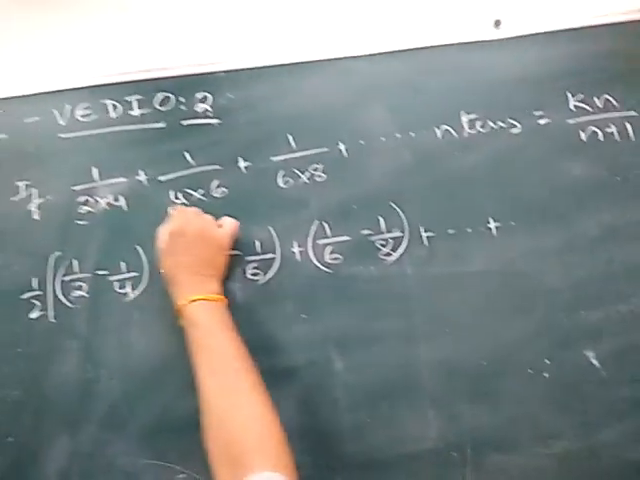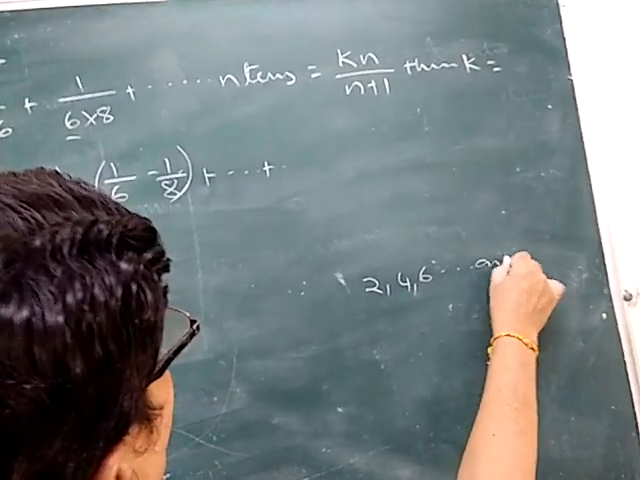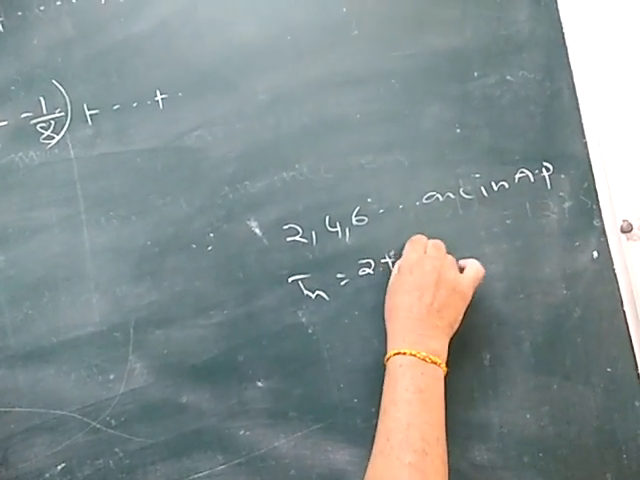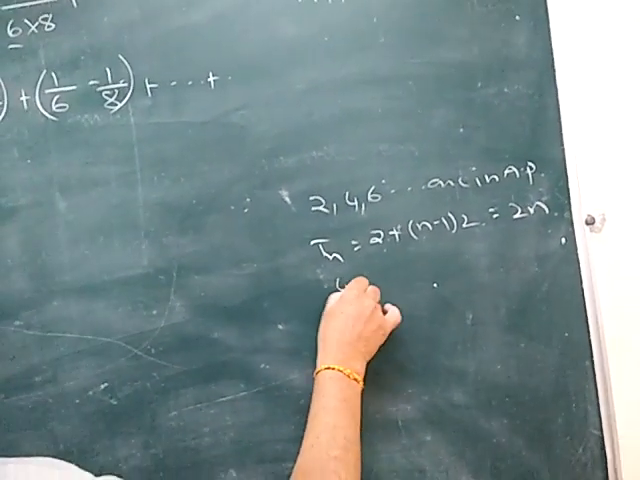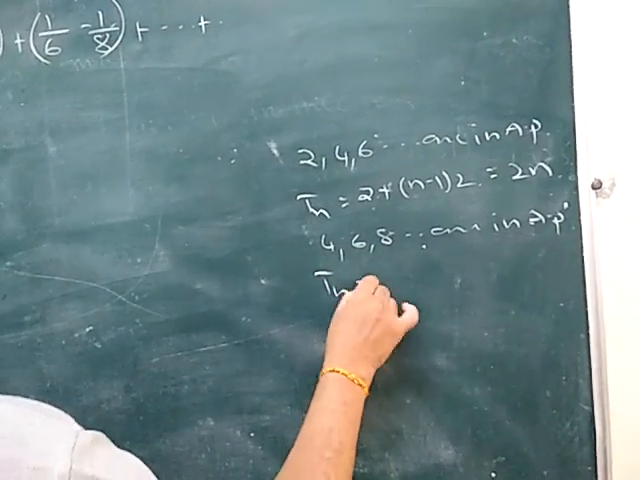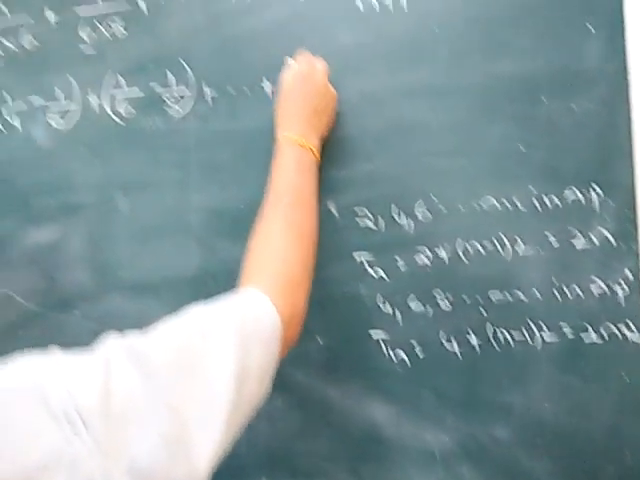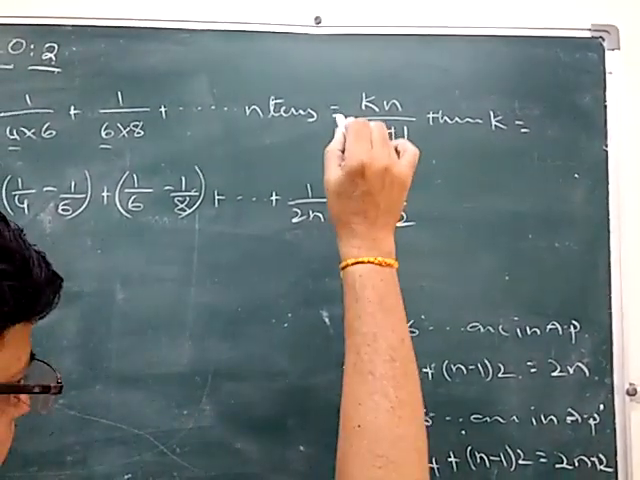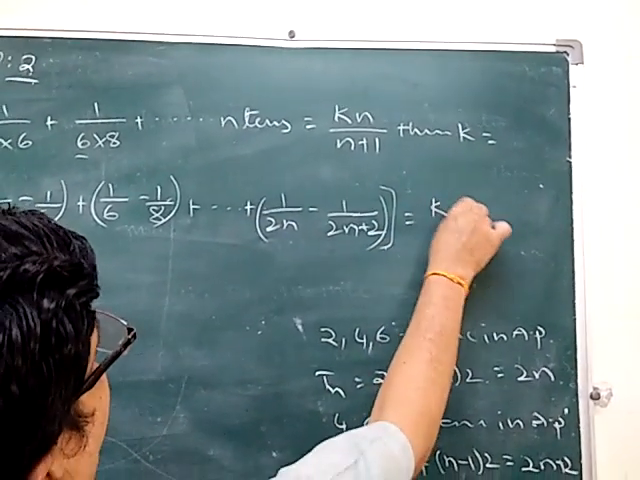First of all we find the nth term. 2, 4, 6 and so on are in AP, so Tn is equal to a plus n minus 1 into common difference 2, that is 2n. The second terms 4, 6, 8 and so on are also in AP. Here Tn is equal to 4 plus n minus 1 into 2, that is 2n plus 2. Now the sum is 1 by 2n minus 1 by 2n plus 2, that is equal to k n by n plus 1.